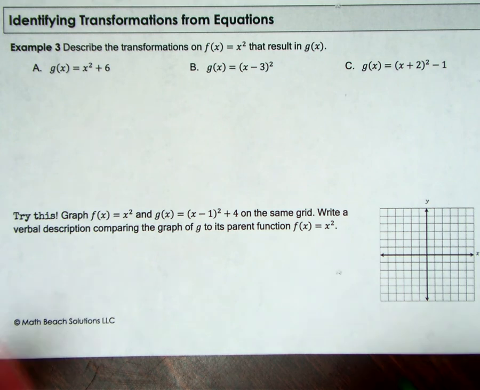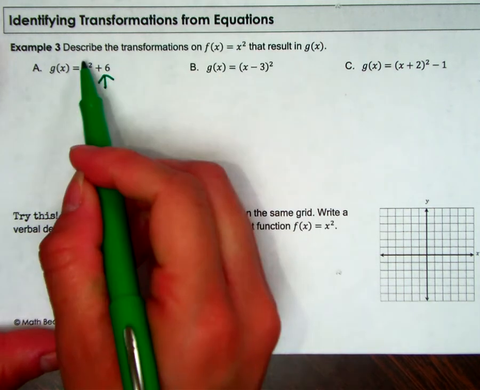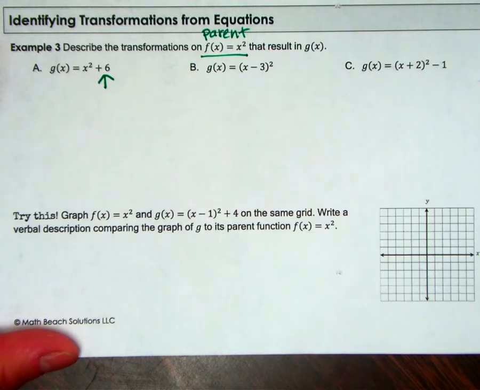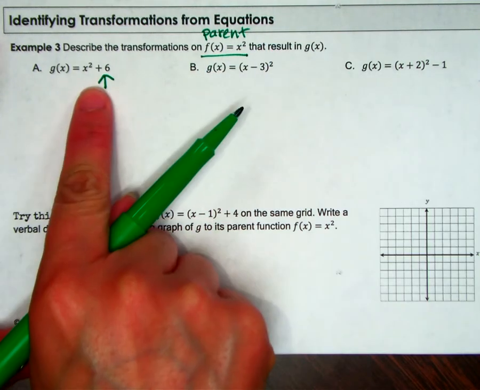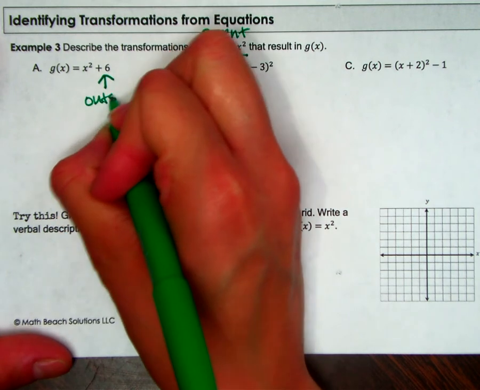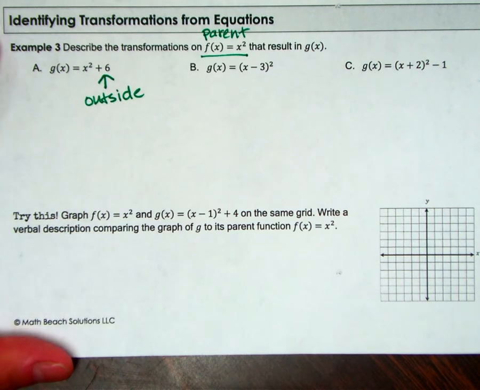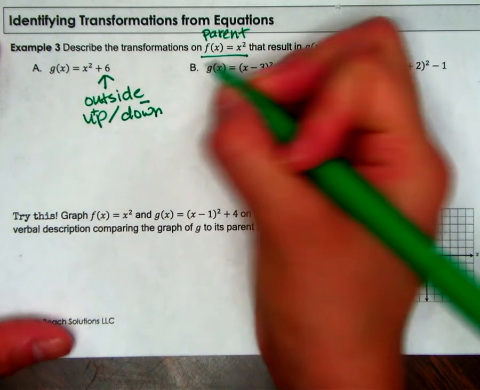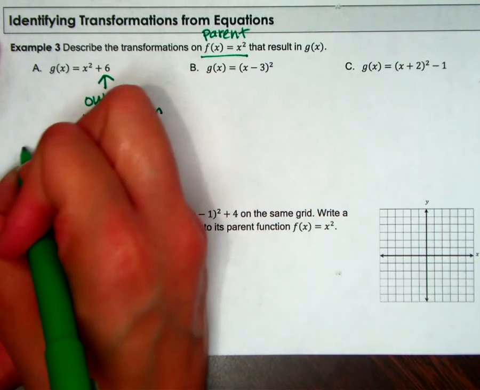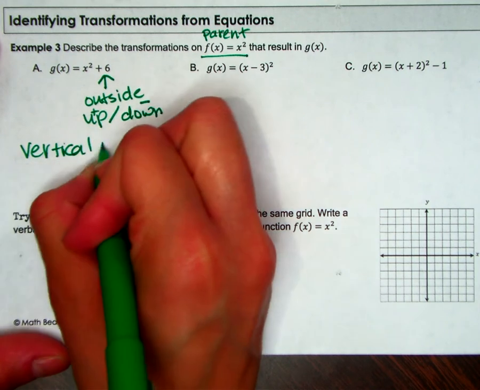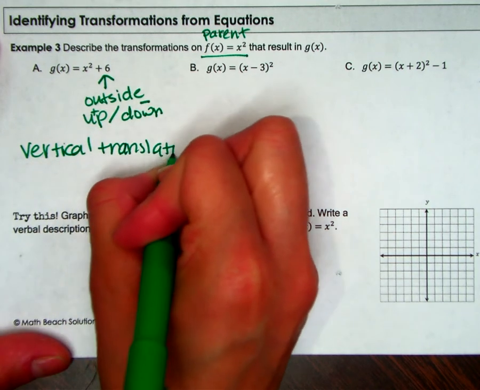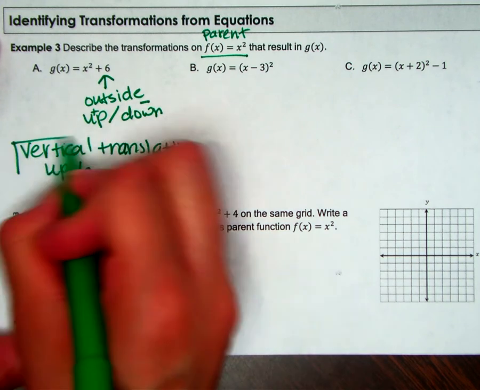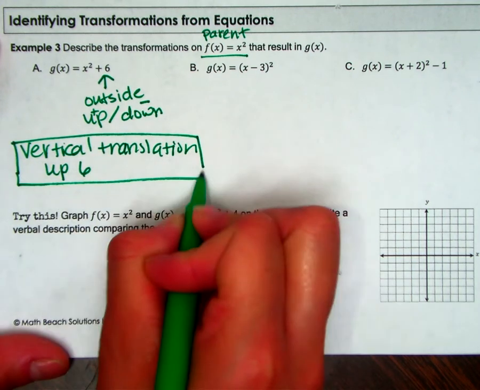So here, if you notice, it's on the outside. Describe the transformation from f of x, the parent function, to the result of g of x. G of x is a transformation. If it's on the outside of the parentheses, that's to your y values, and you're moving up if it's a positive, or down if you see a minus. So here it's plus 6, so it's a vertical translation up 6. That is exactly what you're looking for to describe.